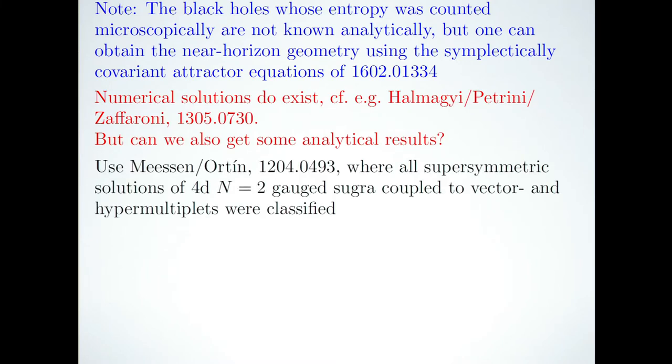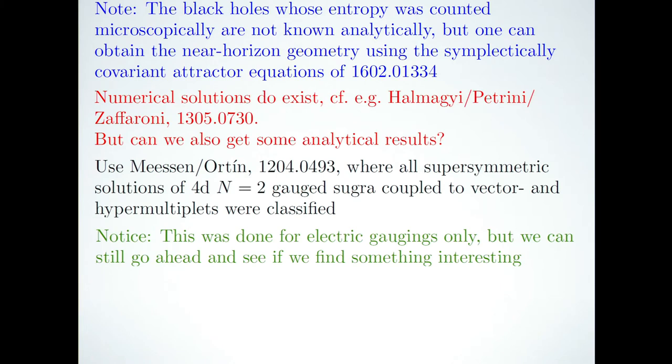Well, we can try to use this paper by Meessen and Ortín. They classified all supersymmetric solutions of four-dimensional N=2 gauged supergravity coupled to both vector and hypermultiplets. So they obtained some first-order equations, and then you can try to solve these. Unfortunately, this was done for electric gaugings only. But we can still go ahead and see if we find something interesting.